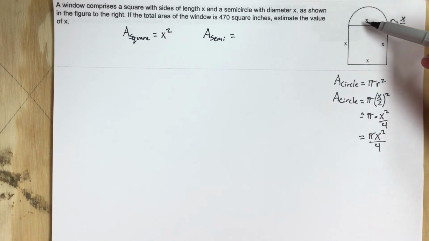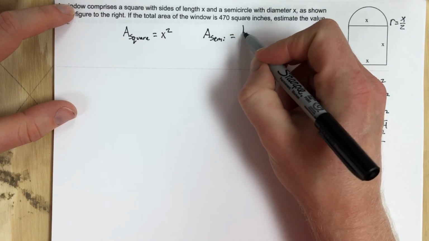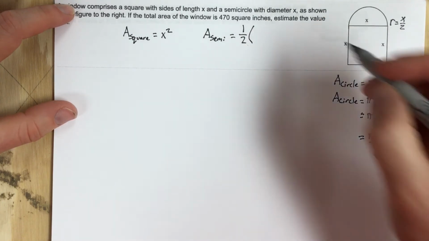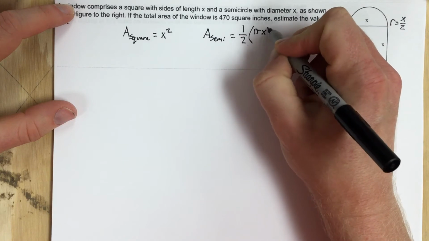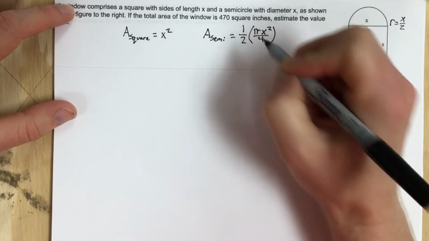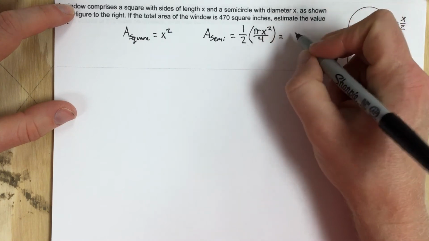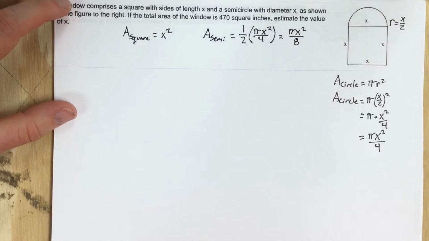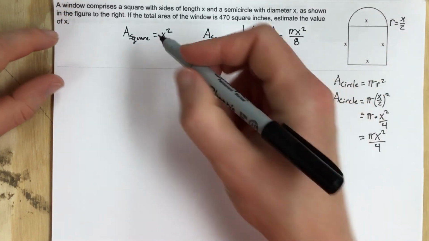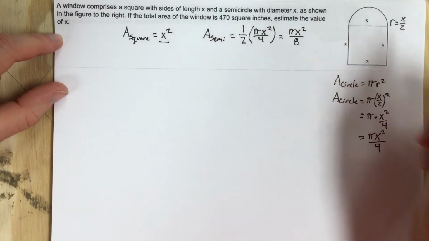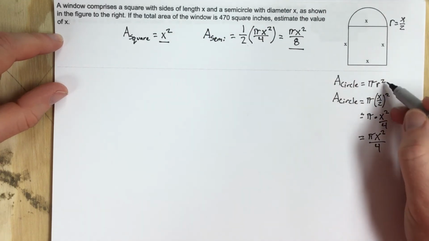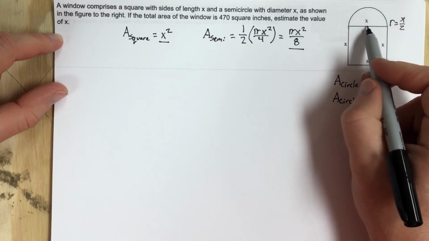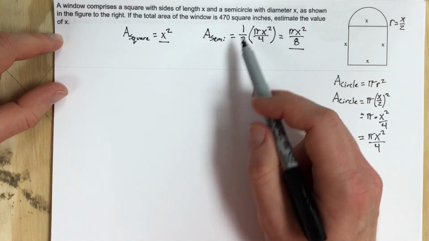But remember, we have a semicircle, a half circle. So because we have a half circle, the area for that is actually going to be 1/2 of the total area. So that's going to be pi x squared over 4 times 1/2, which gives you pi x squared over 8 for the area of the semicircle. So the area of the square was pretty easy to come up with. The area of the semicircle, we had to find the area of the circle first, and we know the radius is x over 2, and then we just had to take it times 1/2.